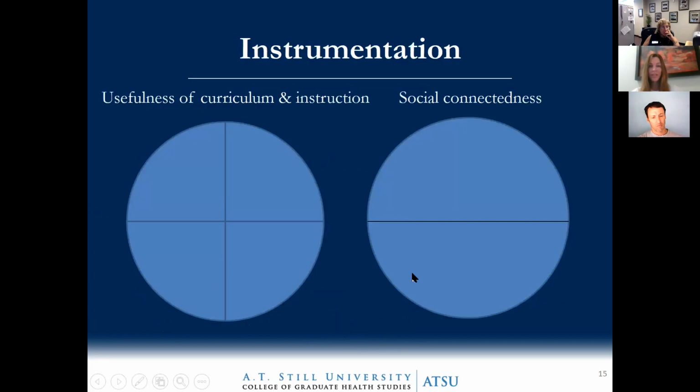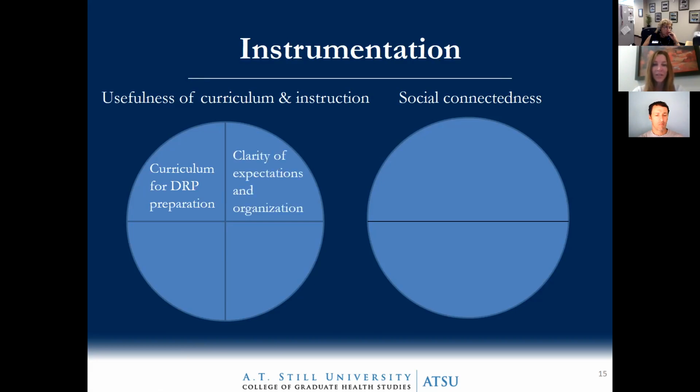Okay, so the instrumentation. I have these 2 variables that I've been going over. Usefulness of curriculum and instruction was made up of 4 constructs: curriculum for DRP preparation, clarity of expectations and organization, facilitation, and direct instruction. And then social connectedness, of course, we had student-to-student connectedness and student-to-instructor connectedness.